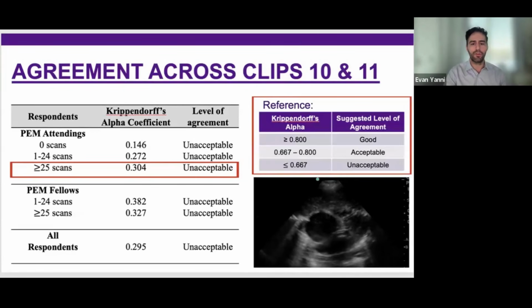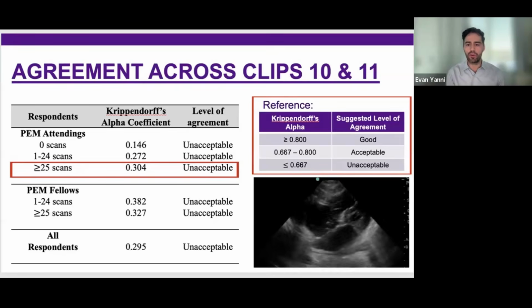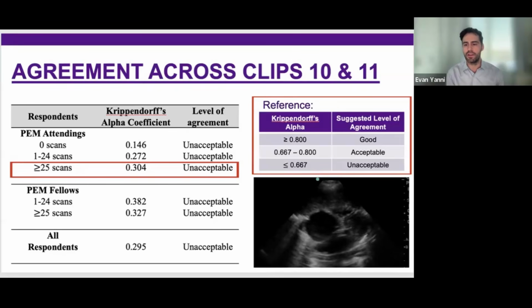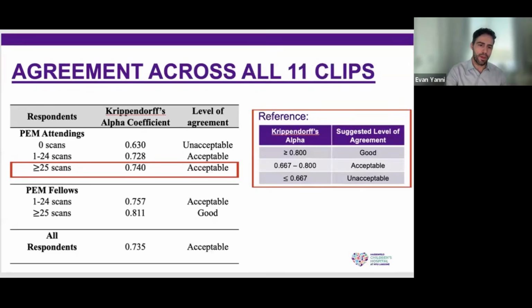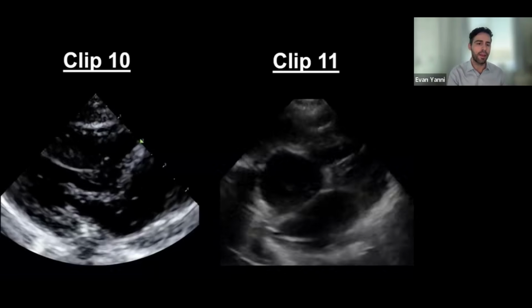Now, when we isolate for the agreement of only clips 10 and 11, which are the clips that show wall motion but absent valve motion, we can see that agreement hits unacceptable levels for our attendings with over 25 scans. This was also seen across all subgroups. The following table displays the agreement between our subgroups that are aggregated across all 11 clips. Notably, agreement across all 11 clips in aggregate does meet acceptable thresholds among our primary subgroup of attendings with greater than 25 scans. Here I have a slightly larger display of clips 10 and 11.